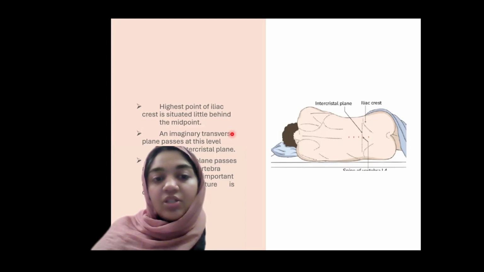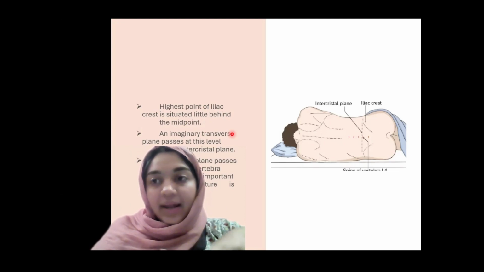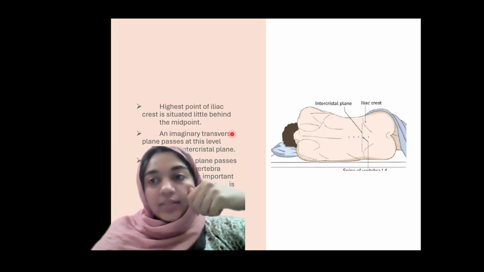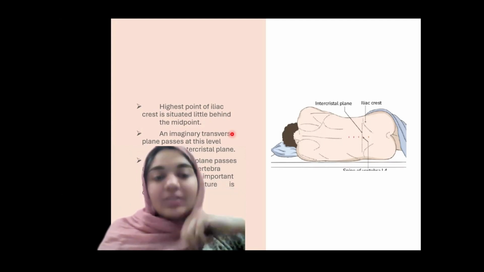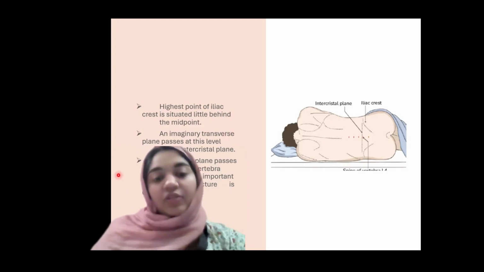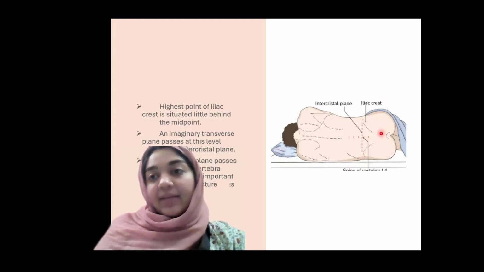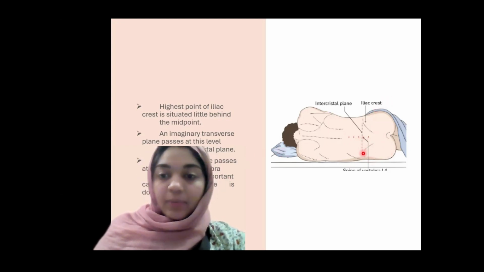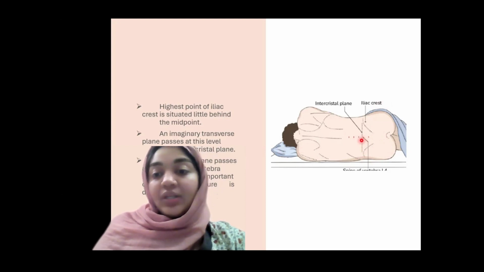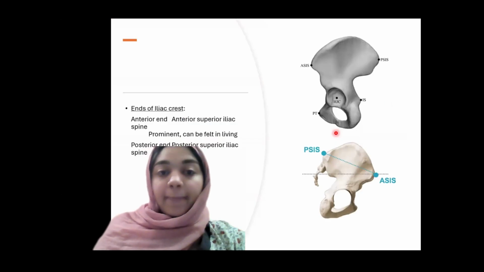If I draw an imaginary transverse plane between both the midpoints on the right and left hip bones, on the right and left ilia, this will be called an intercristal plane. And why is it important? Because the intercristal plane passes at the level of the L4 vertebra. And clinically, it is an important plane because lumbar puncture is done at this level. So in operation theaters, when we have to do a lumbar puncture, we go to the intercristal plane because it's located at the level of vertebra L4.